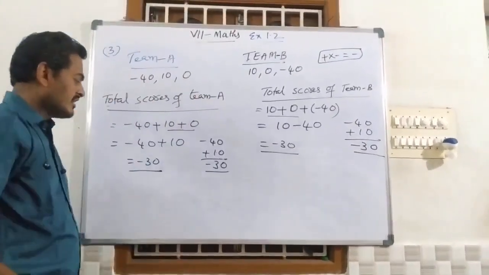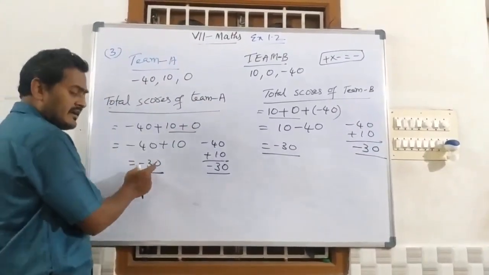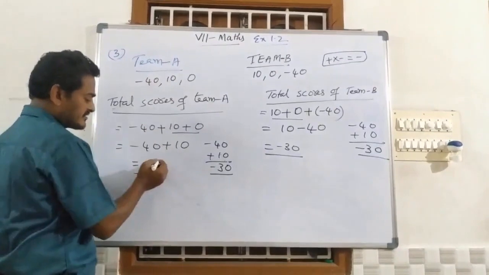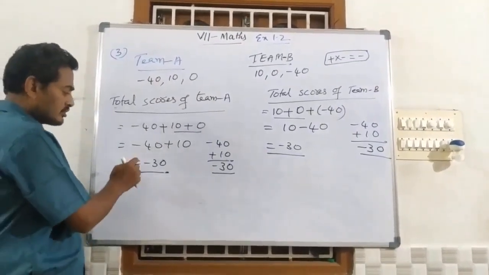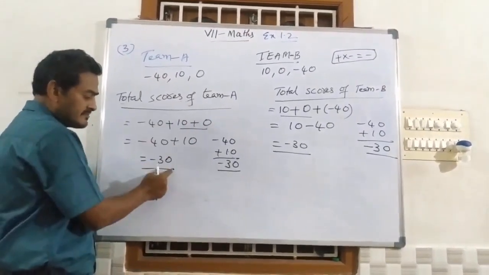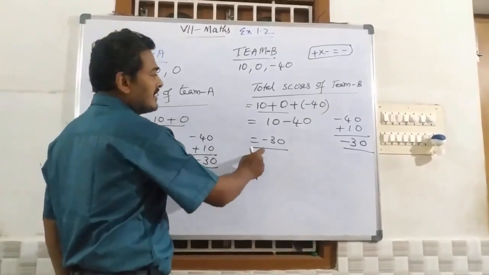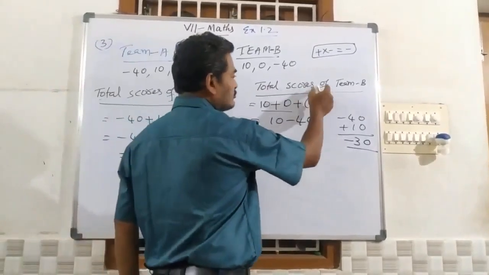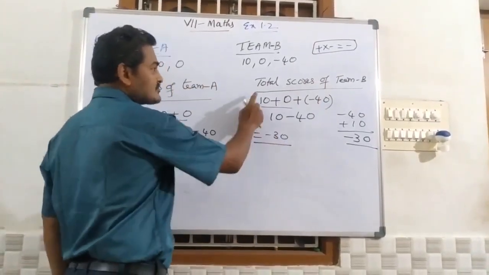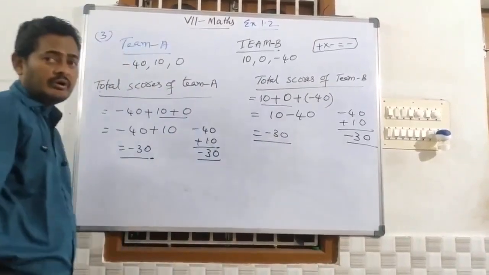So what we can observe here is that after the end of the third round, the total score of team A is minus 30. Similarly, after three rounds completion, the total score of team B is also minus 30.